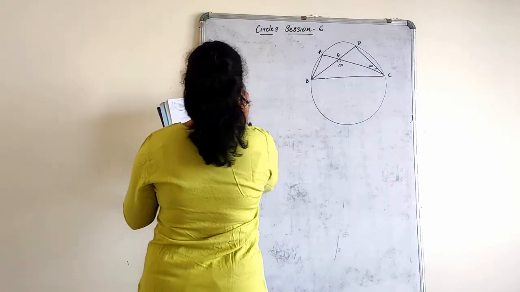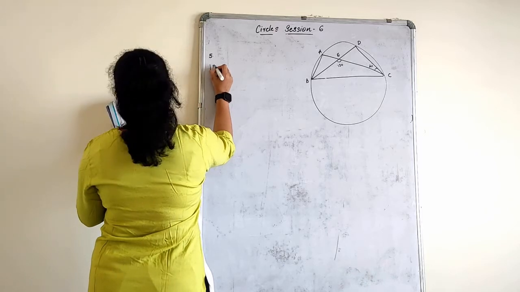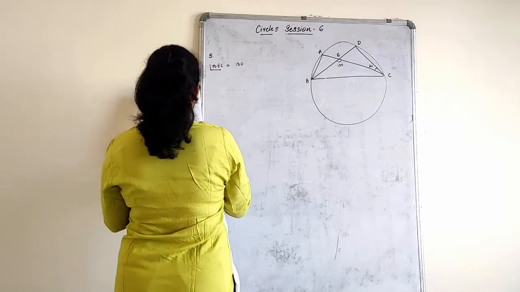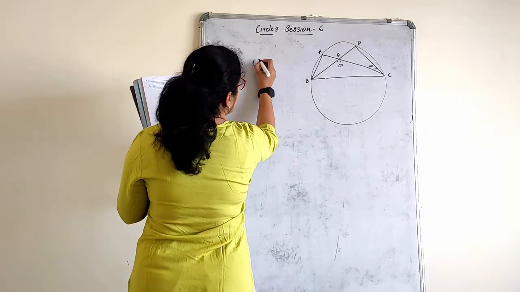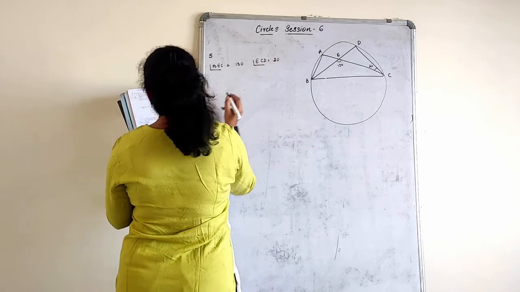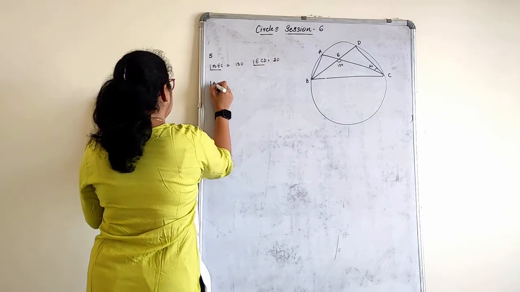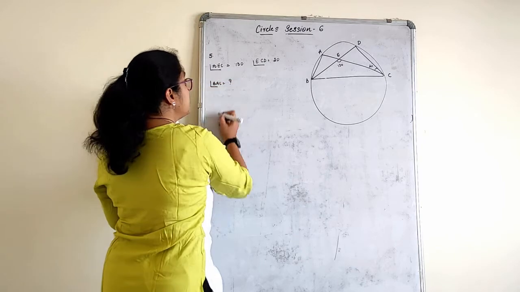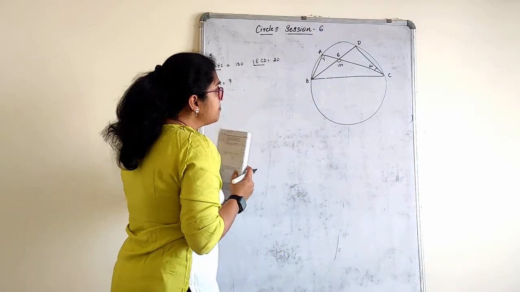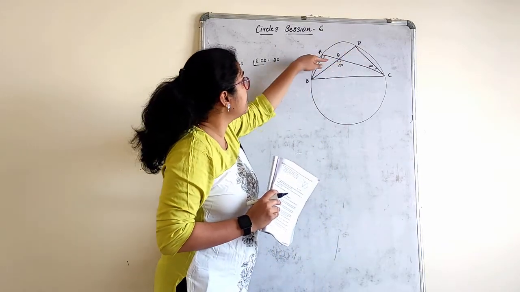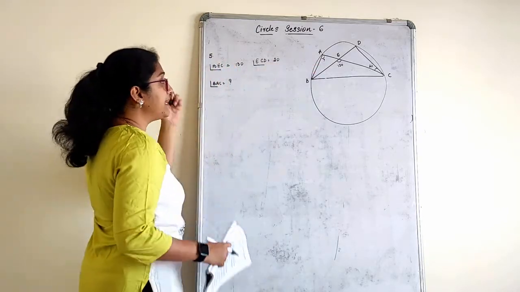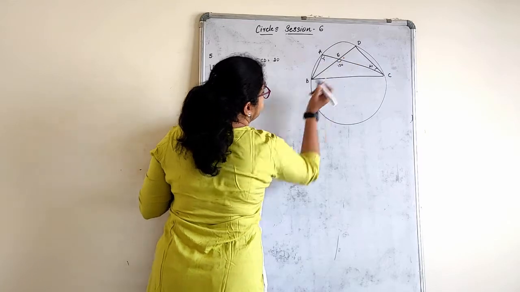We'll first write down: angle BEC is equal to 130. Then angle ECD is marked as 20. What we have to find? Angle BAC. Where is angle BAC? This angle we have to find. Very simple. If you find angle D, can we find BAC? Angles in the same segments are equal. Yes? How to find? I think we can take the linear pair here.